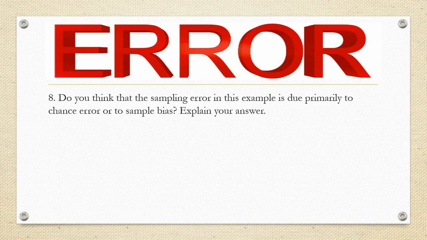Chance, chance, chance. Unless you're not selecting the registered voters in this case, then it would be a bias because for some reason you're not picking your target population. But otherwise, in this case, this would be considered a chance error because it was completely random for it.